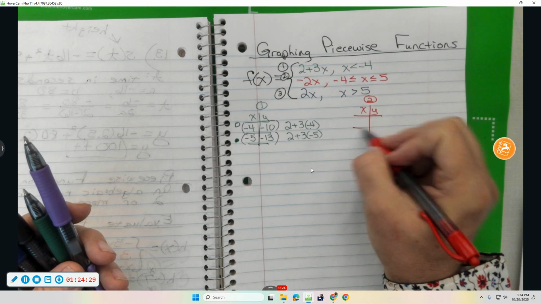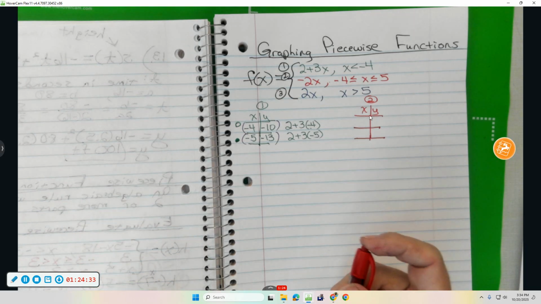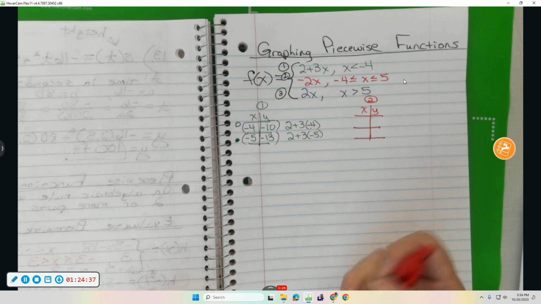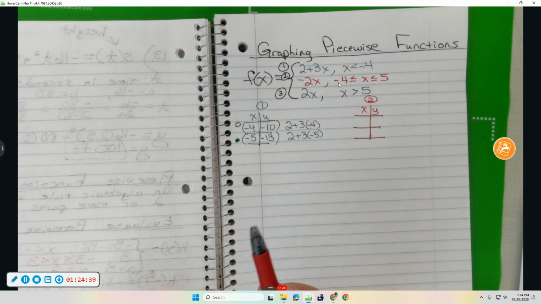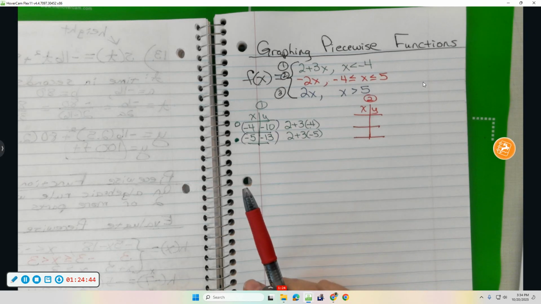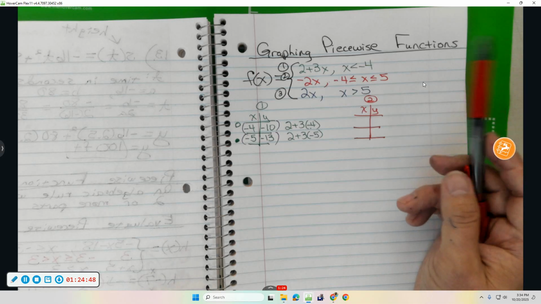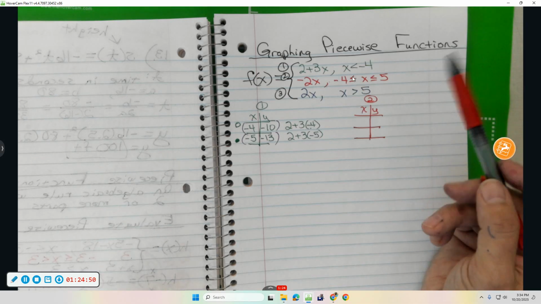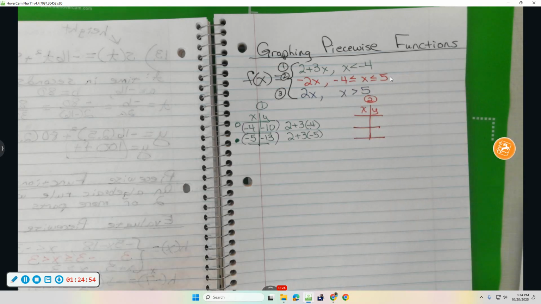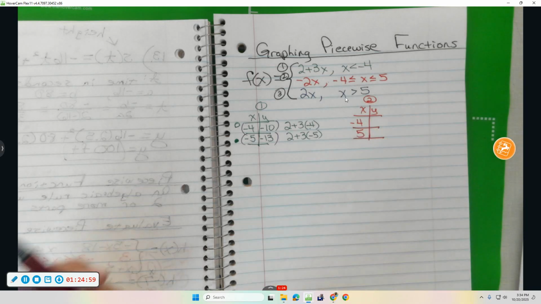Remember, I said we're plotting points, but we're plotting the points intelligently. We're not just randomly choosing x values to plug in to each piece. You must start off with any numbers that appear within the inequality. In this case, there's no free will. You don't choose a point yourself. You have two cut points appearing in the inequality. You must use -4. You must use +5.